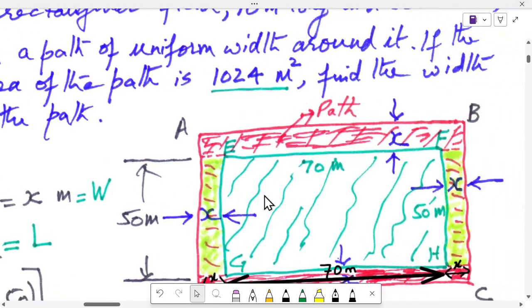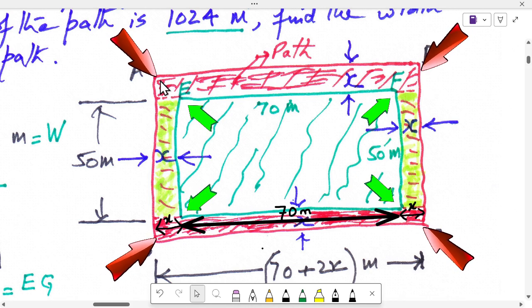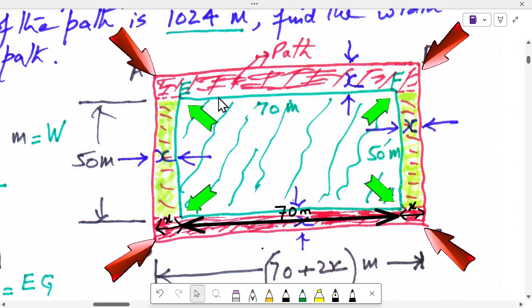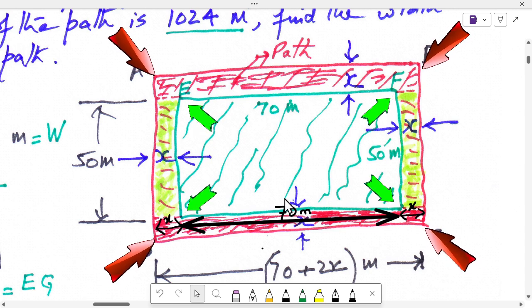The question has been transferred into diagrammatic form, and you can see that the rectangular field is in green color with hashes on it, and the path has been drawn around it. The path is a rectangle of a bigger rectangle A, B, C and D, whereas the rectangular field is E, F, G and H.